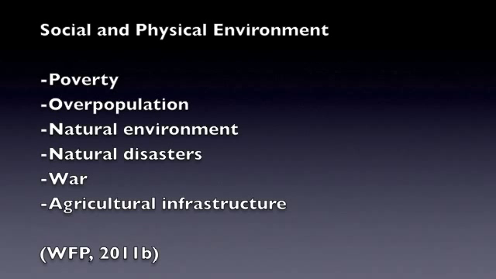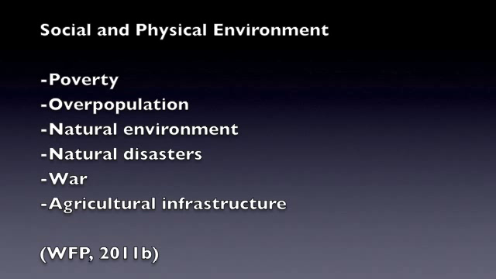Social and physical environment. Those living in poverty are unable to attain the food needed to keep their bodies nourished, which could lead to poor health and keep them from their full earning potential. This is what is called a poverty trap. Overpopulation and natural environments that are unable to provide decent agricultural conditions can lead to food shortages.